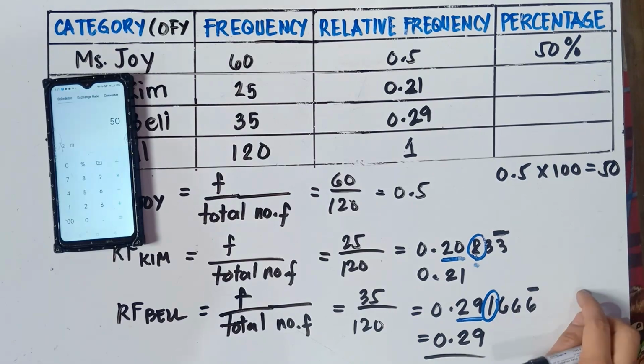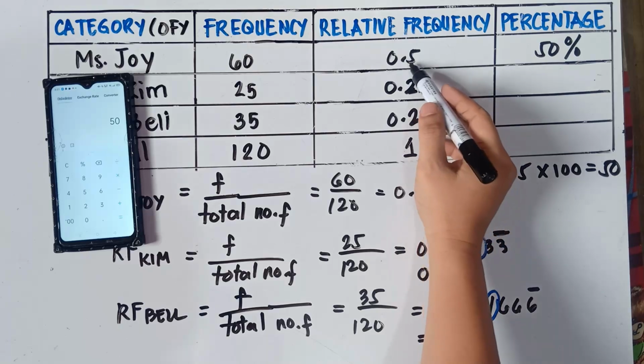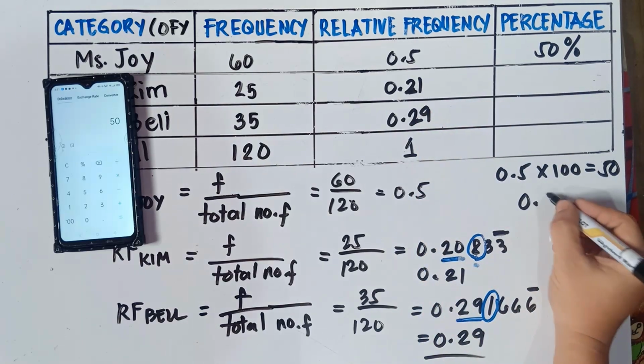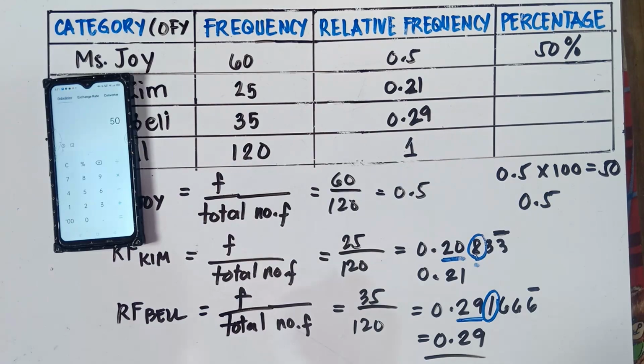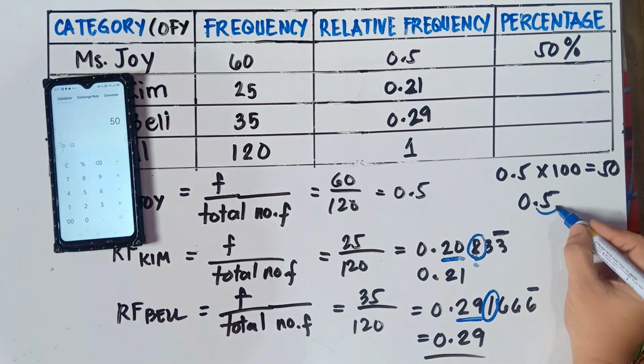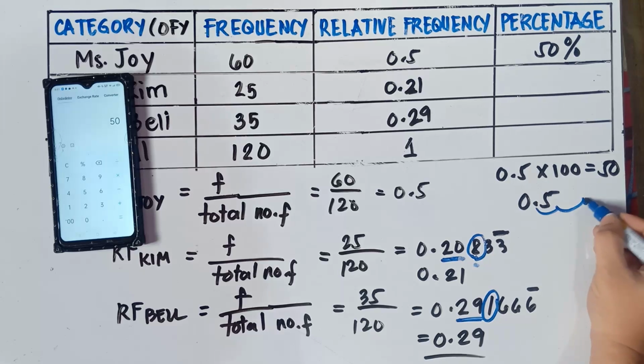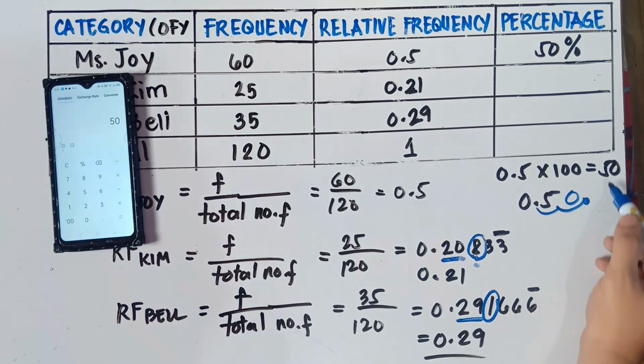Or another solution, class, you can simply move the decimal point to the right twice. So 0.5, move the decimal point 1, 2, and the decimal point will be here. Therefore, we need to add a 0. That's why we have 50%.